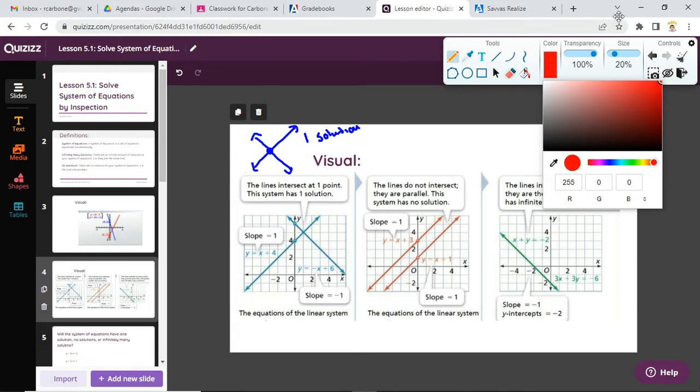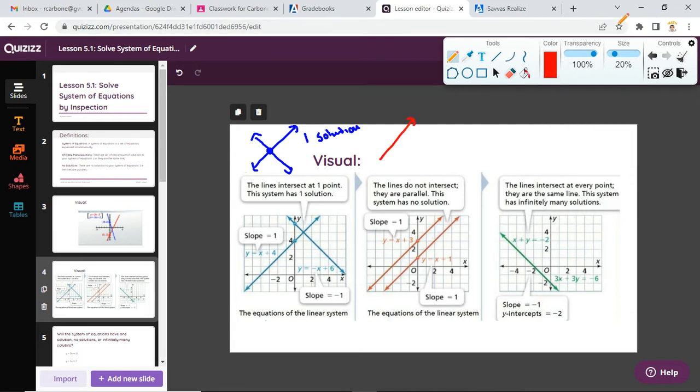One to the right, I have an example of no solutions. So notice with no solutions, my lines do not intersect. They are parallel, and this would be no solutions.